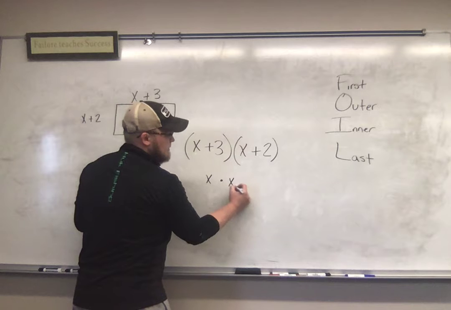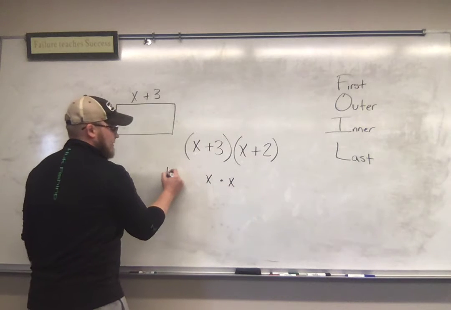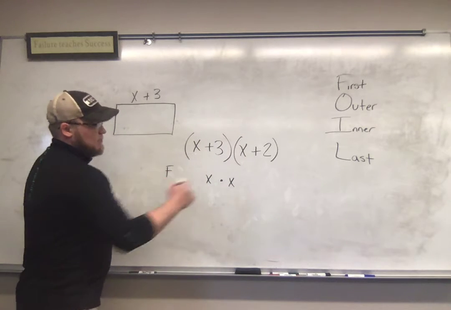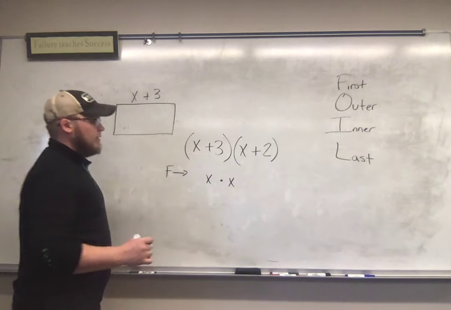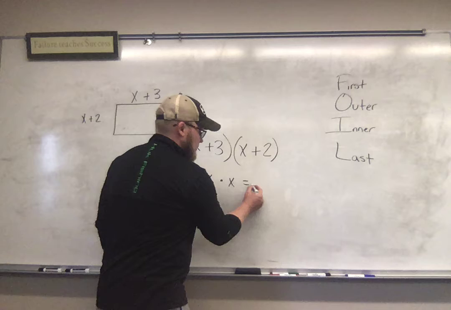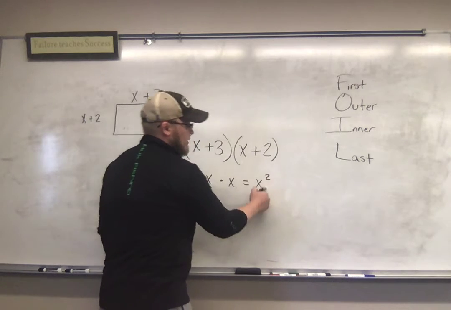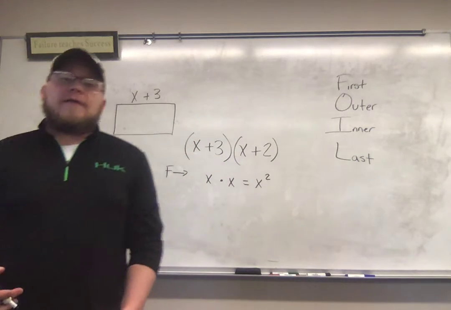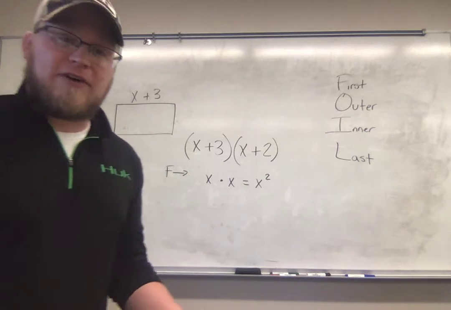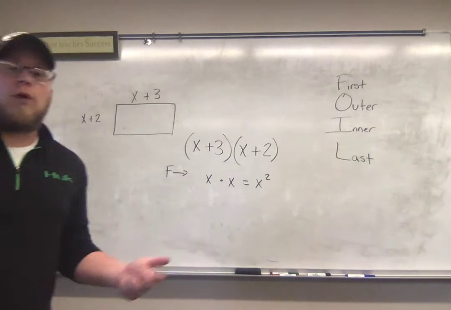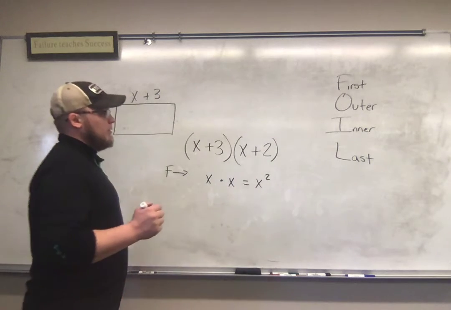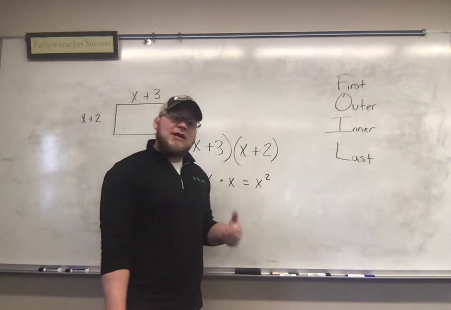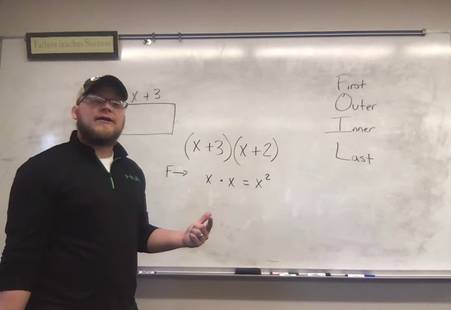X times the x. I'm going to write the F over here so you see that's what we did first. I'll put a little arrow right there. That equals x squared. It's just 2 x's. You can't simplify that anymore because we just don't know what x is. So x times x equals x squared. Okay, so x squared will be part of our answer. We're just not done yet.